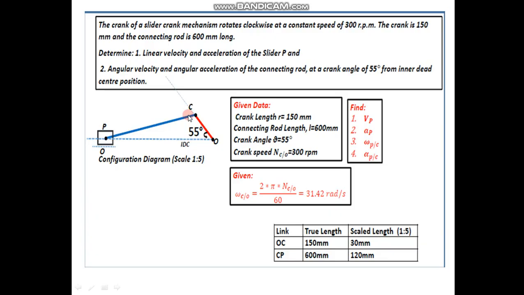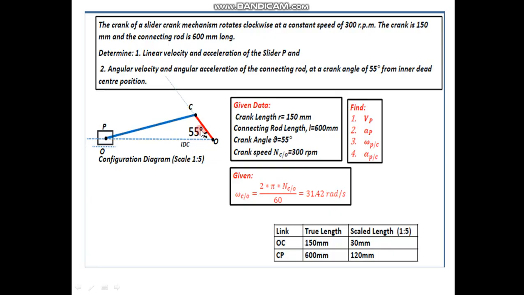Along with those dimensions, the crank speed, that is the angular velocity of the crank, is also given. With this data, you are asked to determine the velocity and acceleration of the piston, then the angular velocity and angular acceleration of the connecting rod, provided that the angular velocity of the crank is known to us. Now how will we solve this problem? By Klein construction. It is the easiest method. Students generally follow this method to get more marks.